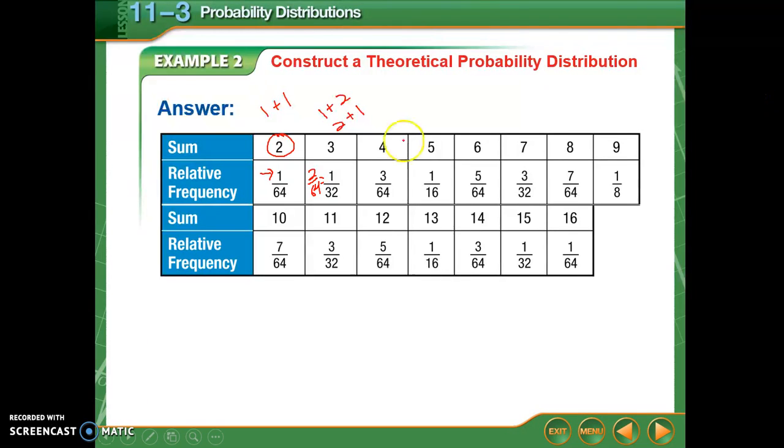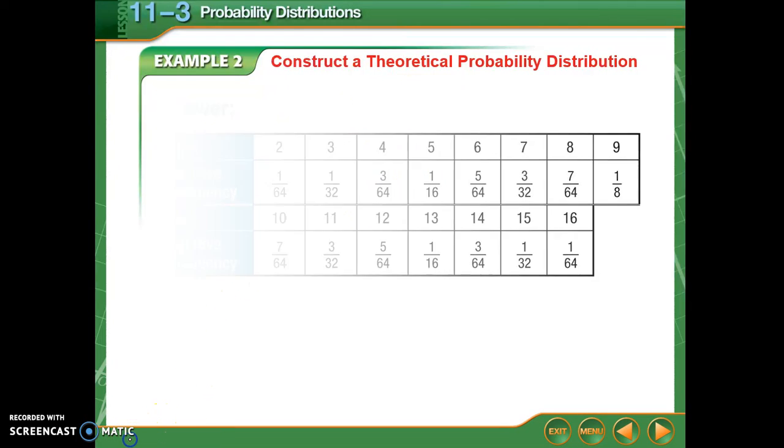How can I get a 4? Same idea, 1 plus 3, 3 plus 1, or 2 plus 2. So that would be 3 out of 64. So I want you to pause the video, take a second to make sure you understand how they got each of those relative frequencies. These are theoretical frequencies. We're not actually drawing over and over and over. We're just assuming based on probability how often it would happen.